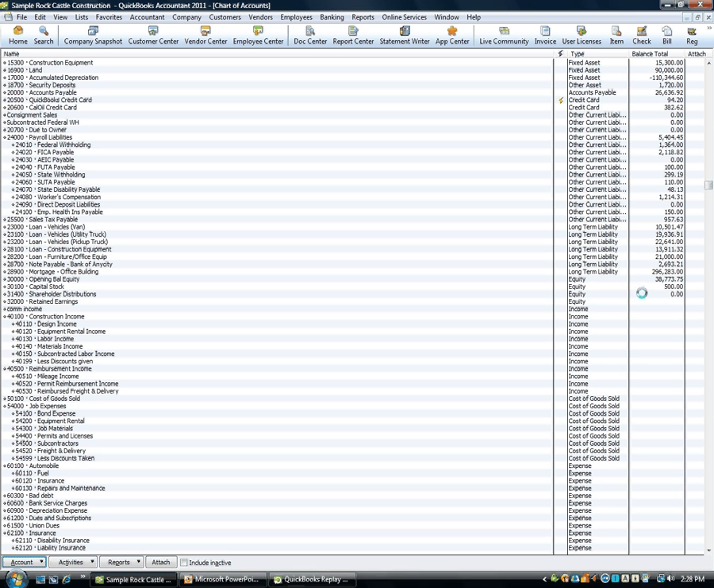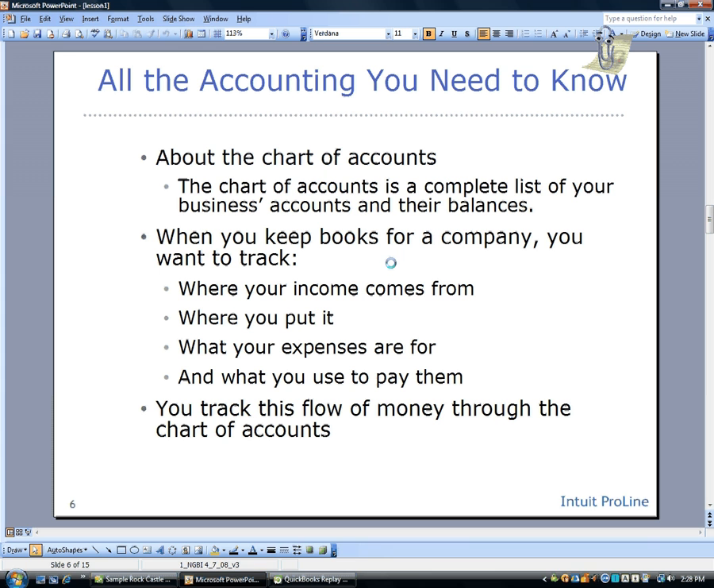And this is the balance as of the day that you've opened QuickBooks, and whatever information you have entered. It's as current as the information you have put in. Okay, so let's go back to our lesson. When you keep books for a company, you want to track where your income comes from, where you put it, what your expenses are for, and what you use to pay them. You track this flow of money through the chart of accounts.